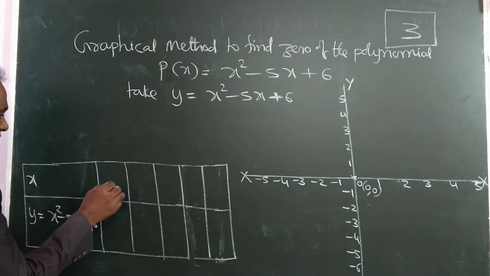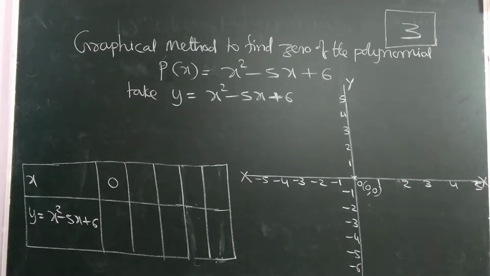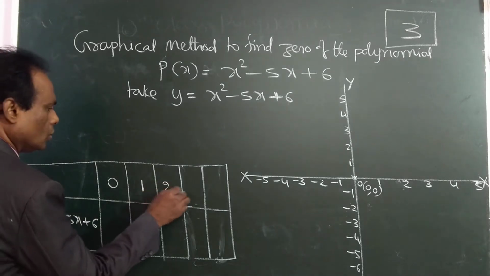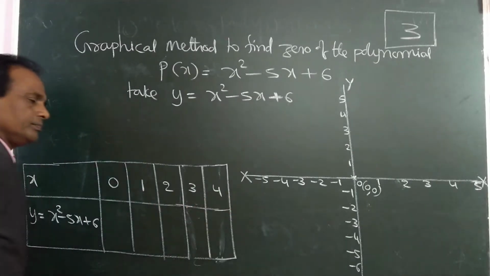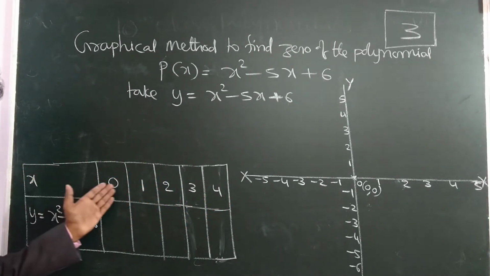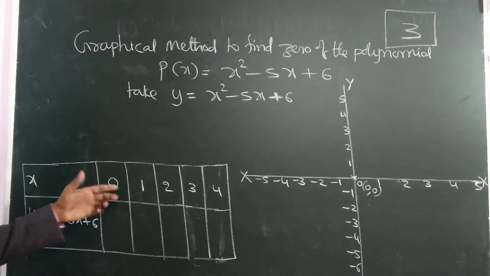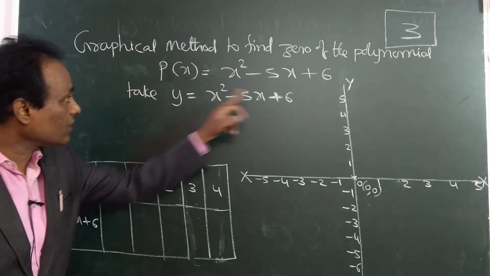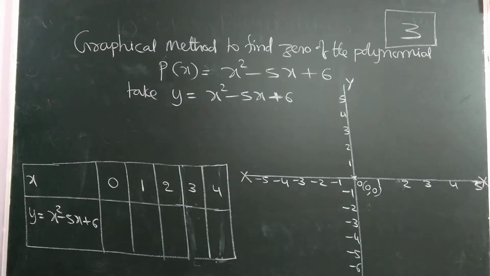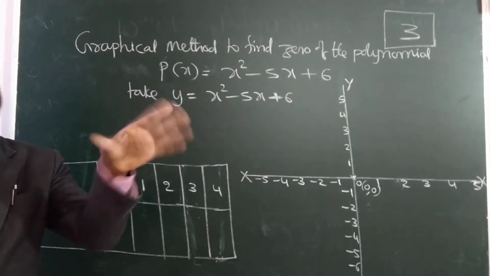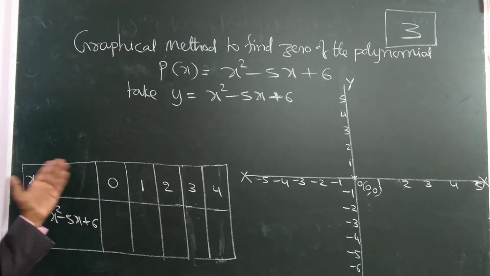Suppose I take x is equal to 0, x is equal to 1; we can take any convenient x values: 2, 3, 4, like this. Or we can take minus 1, minus 2 also. Any x values you take, substitute the x value here and get the corresponding y value and fill this table. I took 0, 1, 2, 3, 4. You take the same numbers.